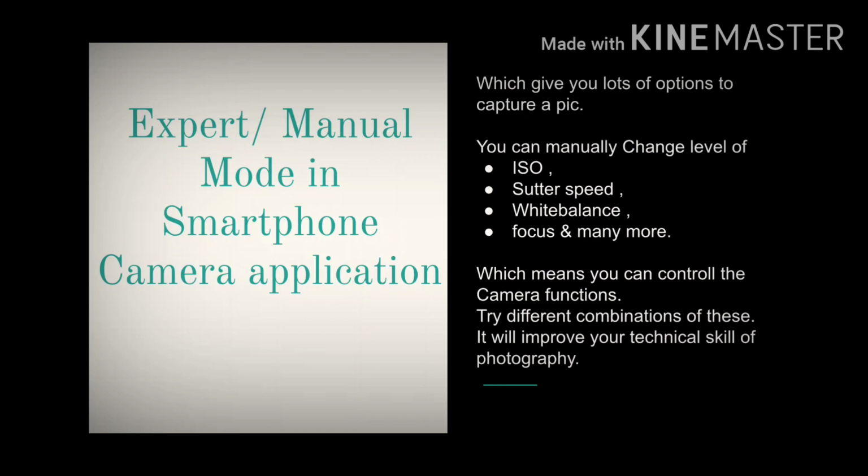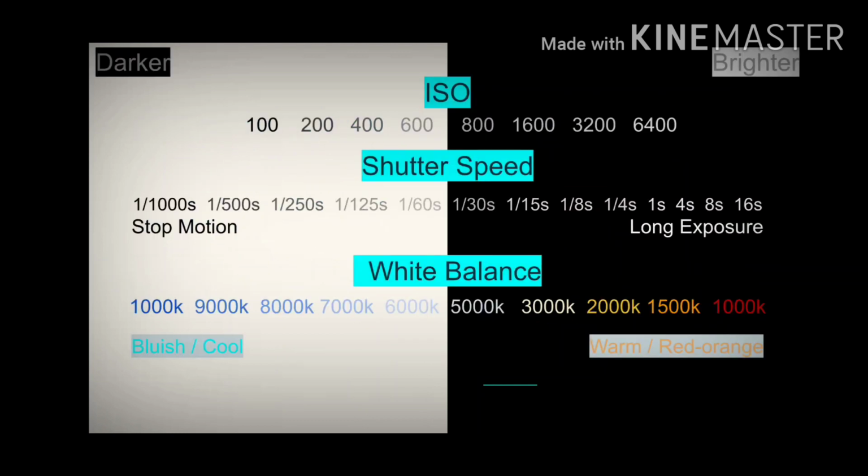Expert mode, or you can say manual mode. In this mode, you can manually control your camera functions to create better pictures. You can change ISO, which means the amount of light in the picture. Lower the ISO, it is darker. Higher the ISO, it is brighter. Then the shutter speed, which is the time taken by the opening and closing of the shutter.